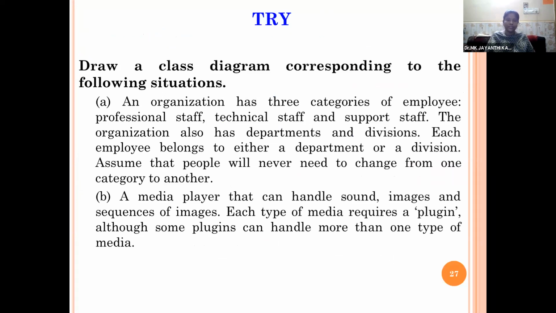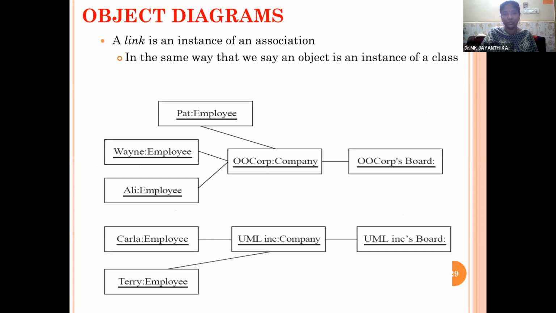So they have given you two case studies. One is to draw the generalization for employees, with employee as a superclass and professional staff, technical staff, and support staff as subcategories. The other is media player as the base class, with sound player, image player, and sequence image player as derived classes. Go through the concepts of association, generalization, and class diagram. We will try the same concepts using StarUML or the virtual lab tomorrow.